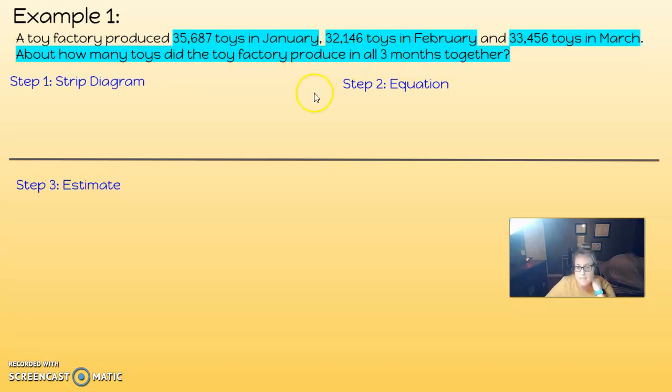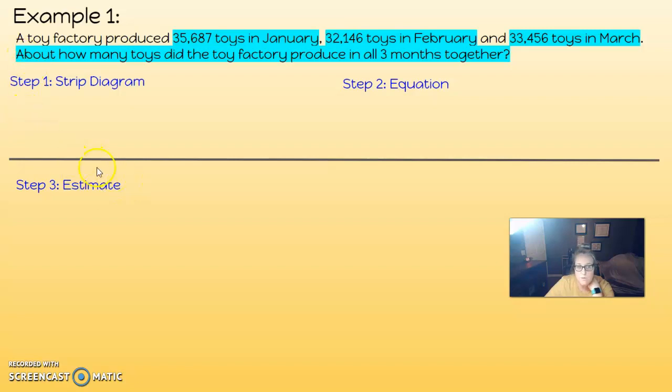So you can see I've gone through and highlighted the important information. January was 35,687. February was 32,146. March was 33,456. There's that word again, about. How many toys did the toy factory produce in all 3 months together? Remember, this word about tells me that I don't have to actually solve it all the way.